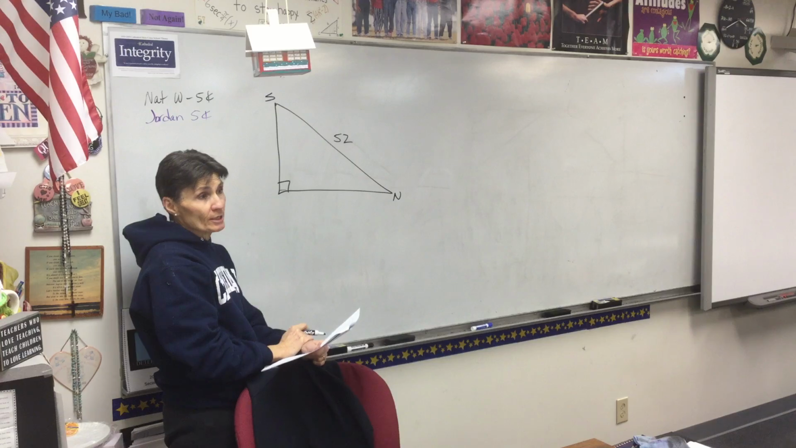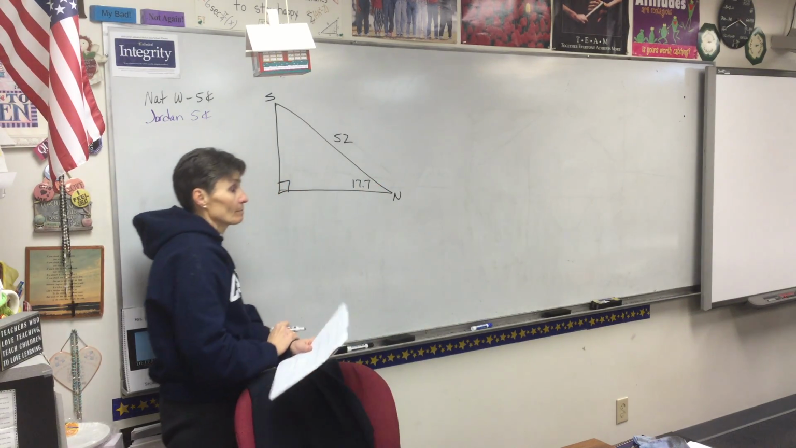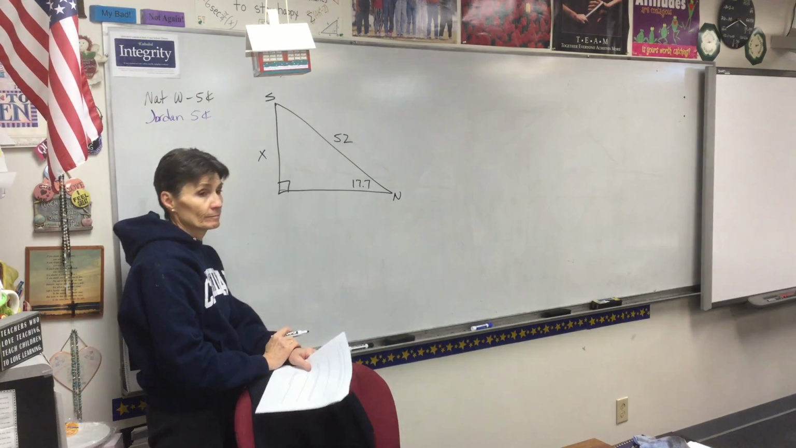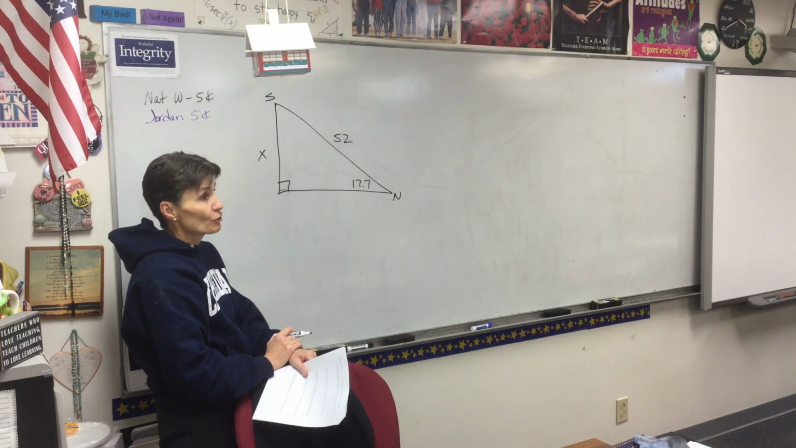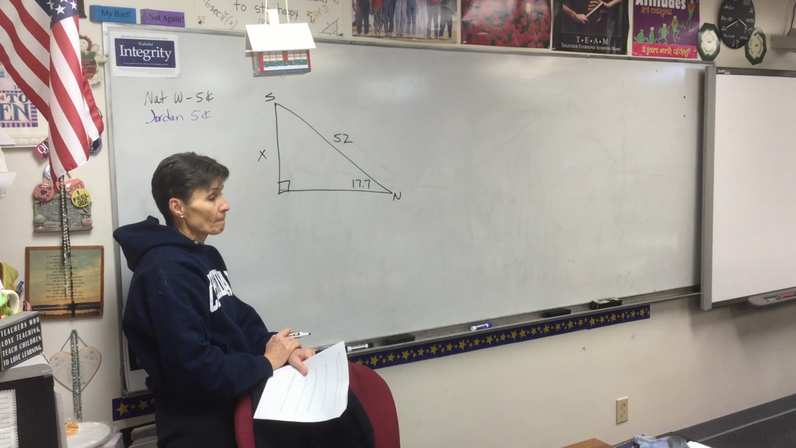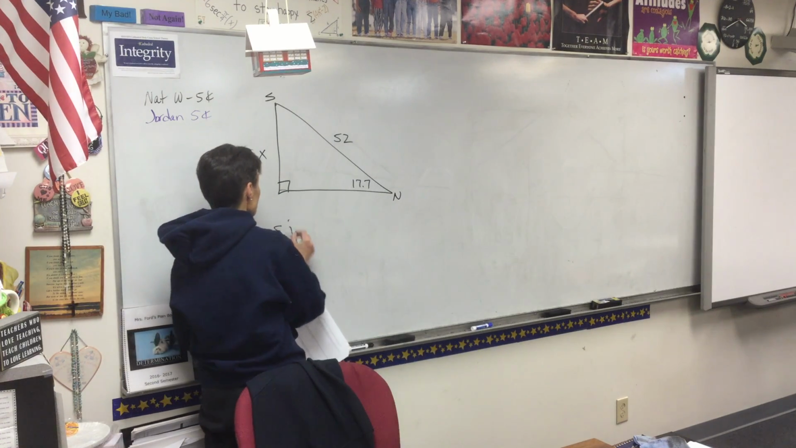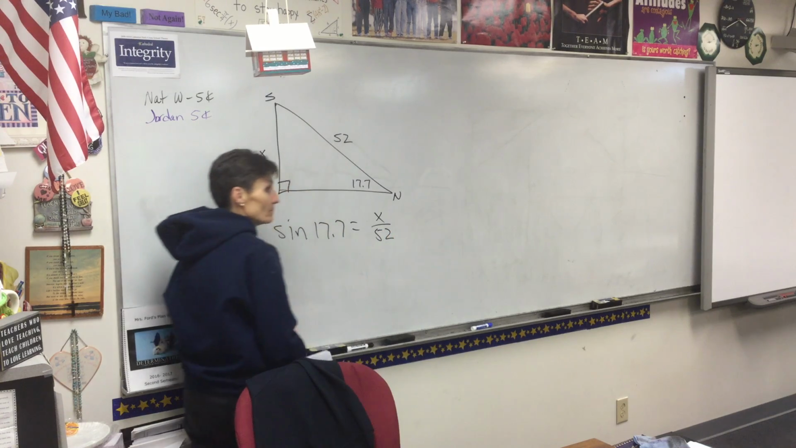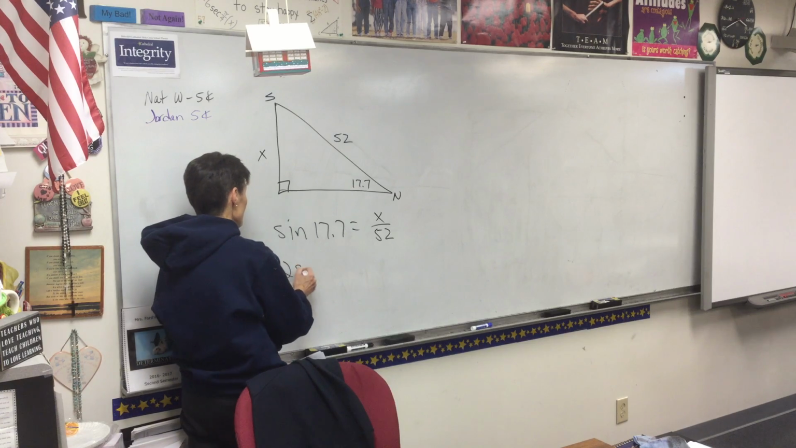His angle of depression is 17.7. Find the height of the tree. Always mark the X in the picture too, because that helps you determine which function to use. It's going to be a sine problem. Everybody get that? Sine 17.7 equals X over 52. Opposite over hypotenuse. Multiply by 52. Very good.